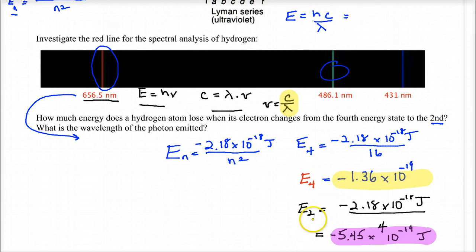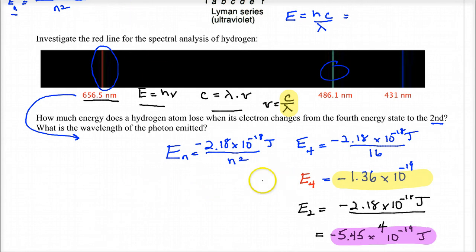Well, you subtract them. So when you subtract those two numbers, you say, my gosh, these negatives, these positives. I make my life simple. I'm just going to do 5.45 minus 1.36. But you can do, if you want to, negative 1.36 minus negative 5.45. And what you'll get is 4.09.